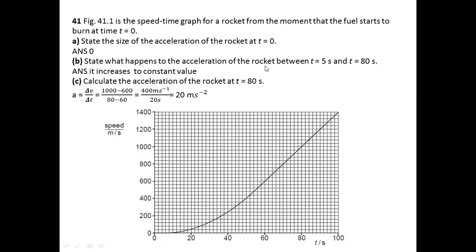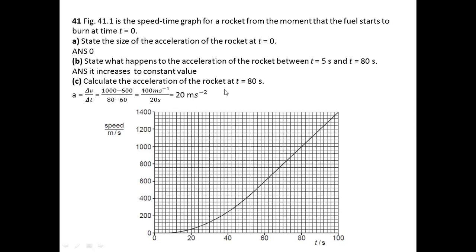State what happens to the acceleration of the rocket between time interval 5 seconds to 80 seconds. From 5 till 80 seconds, what is happening? We have a curve. It is non-uniform acceleration. And what is happening to the acceleration? It is increasing. So it increases to a constant value. Then it becomes a straight line. After the curve, it becomes a straight line. So if it is a straight line, it means that acceleration is constant. From the very start it was zero, then it starts to increase and then acceleration becomes constant.